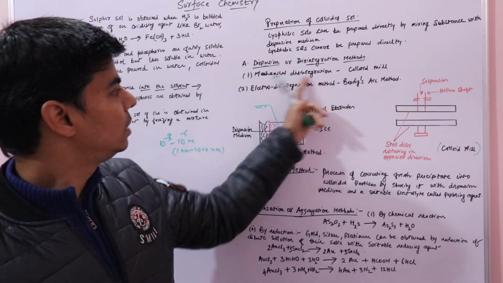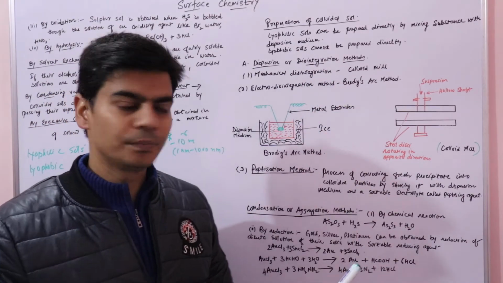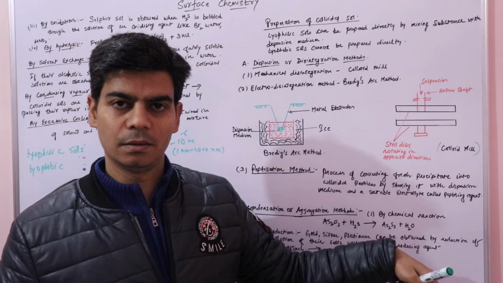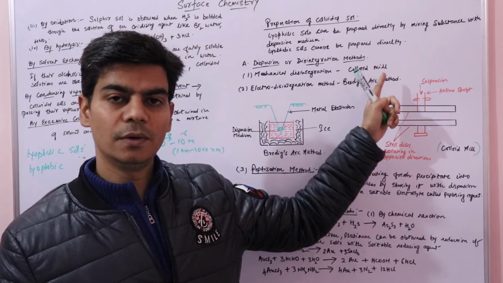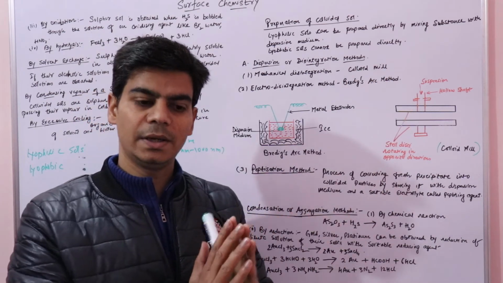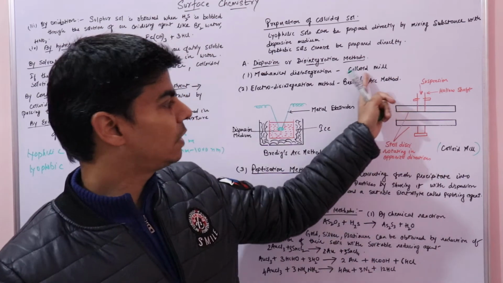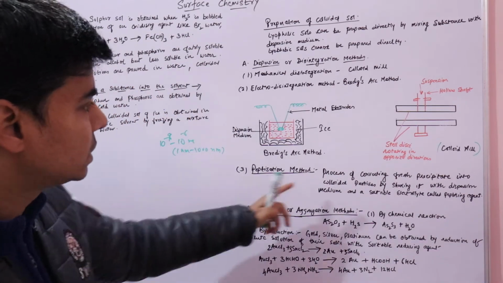The first method, mechanical disintegration, is where we will use a machine. The machine that we would be using is the colloidal mill. It is called a colloid mill because this mill is used to disintegrate bigger particles into particles of colloidal range. So let's just quickly see.